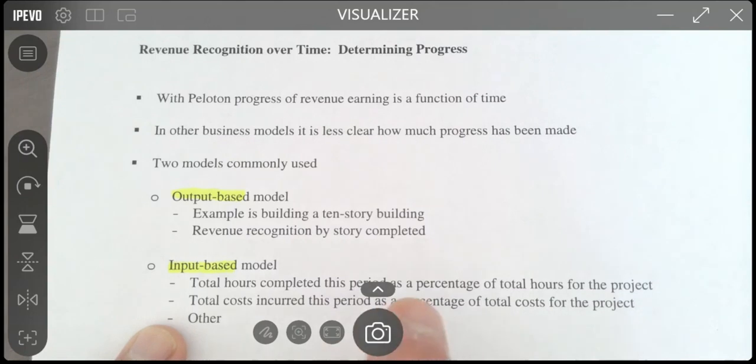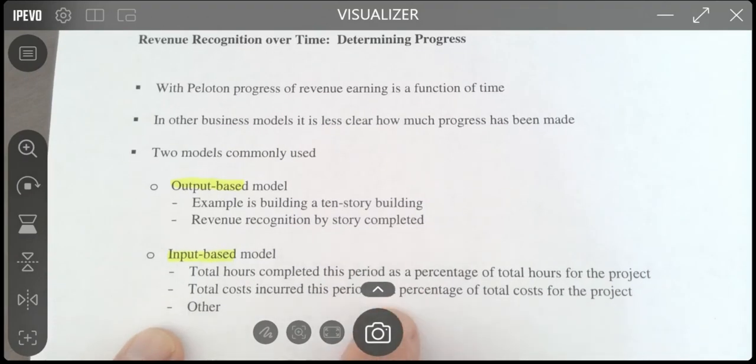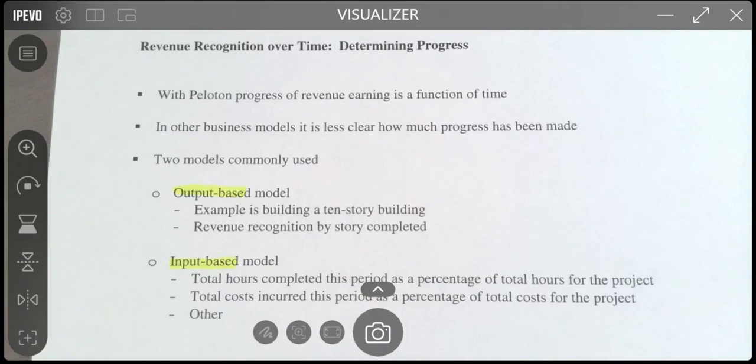The other one is an input-based model. This one, for example, might be relevant for a service project. Here are some examples: total hours completed this period as a percentage of the total hours expected for the project, or total costs incurred this period as a percentage of total costs expected for the project, or any other relevant, meaningful metric that is correlated with the degree to which we have completed the project. And so that is for recognizing revenue over time when the progress is more difficult to ascertain and discern.